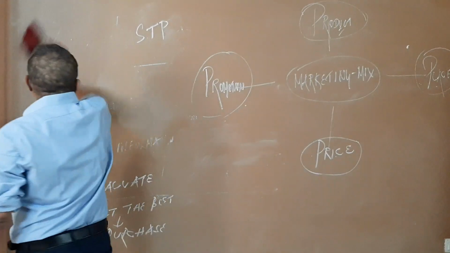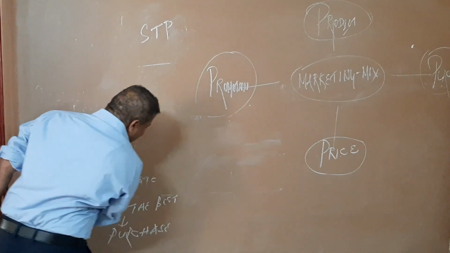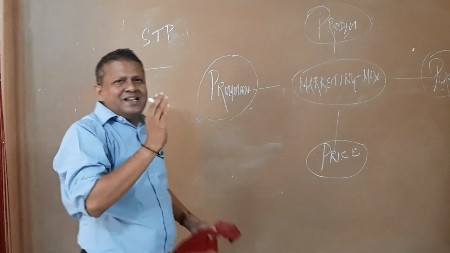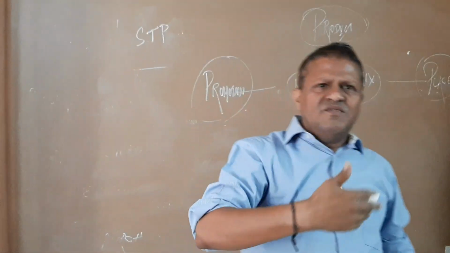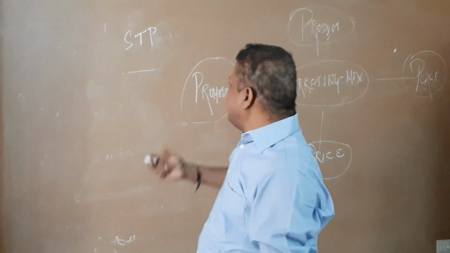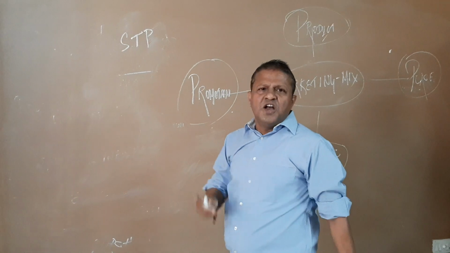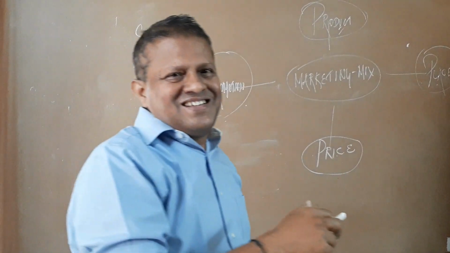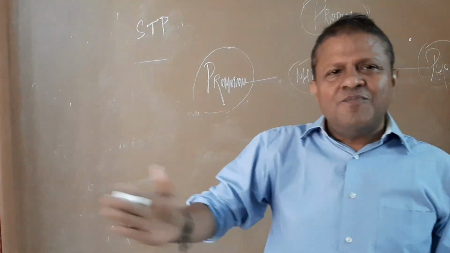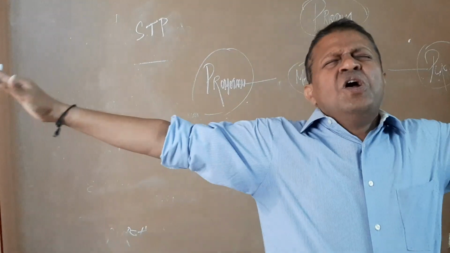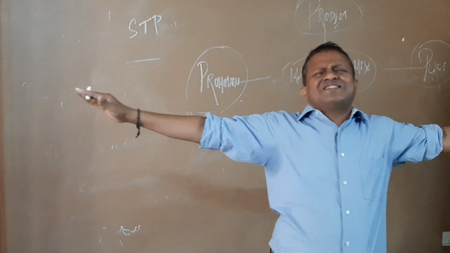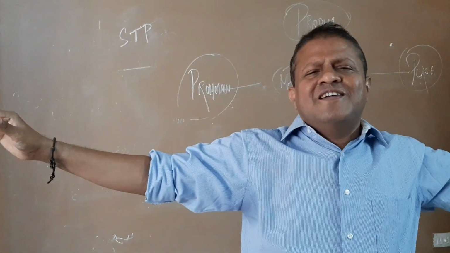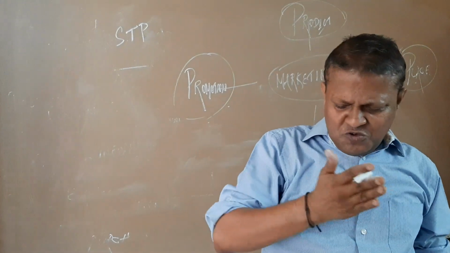STP means segmenting the market, targeting the market, and positioning the market. First is segmenting the market. Segmenting the market here means you divide the market and you conquer the market. No marketer, however big, no company can satisfy all the consumers. And therefore, you have to divide.